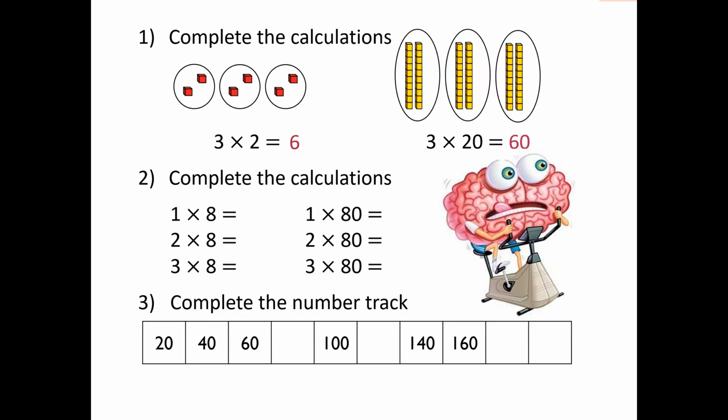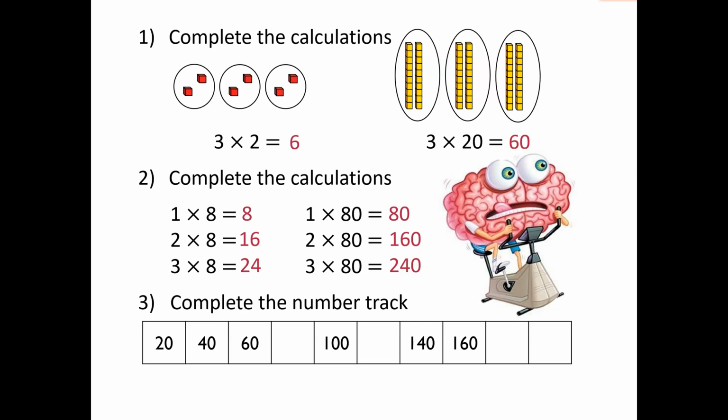In question 2, we can see you've been given practice using 8 times tables facts to solve some multiple of 10 calculations. Do you see the link? 1 multiplied by 8 is 8. 1 multiplied by 80 is 80. 2 multiplied by 8 is 16. So 2 multiplied by 80 is 160. 3 multiplied by 8 is 24. So 3 multiplied by 80 is 240. If you need to revise multiplying by 10, go back and have a look at that video tutorial.